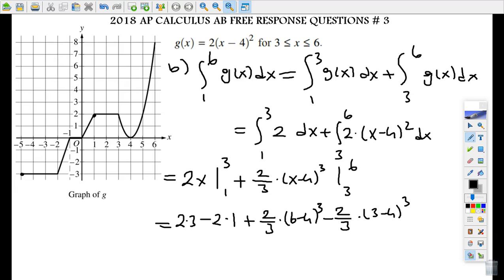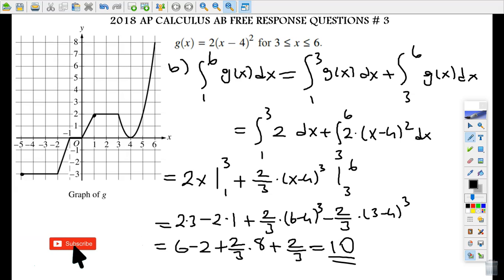Let's simplify. 6 minus 2, plus 2/3 times, 6 minus 4 is 2, 2 cubed is 8, so I'm going to put 8, and minus 2/3 times (3 minus 4), which is -1. When you take the cube of it, you get -1, but there's another -1 being multiplied, so it's going to be equal to positive 2/3. When we simplify that, we get 10. That's the answer to part B, the value of this definite integral.